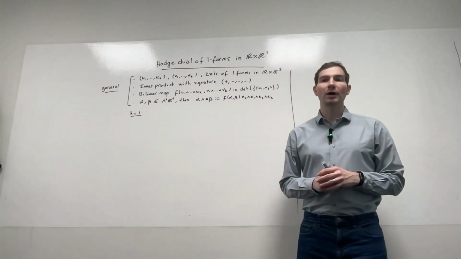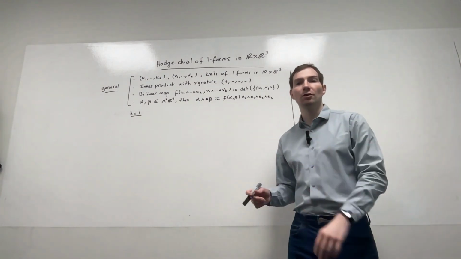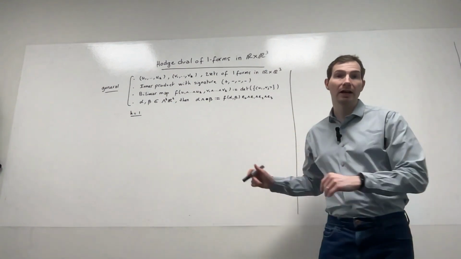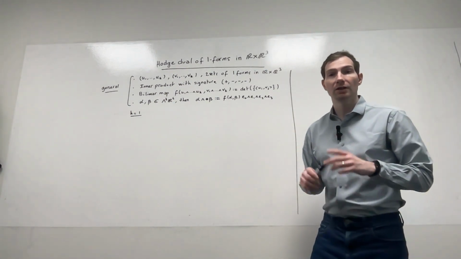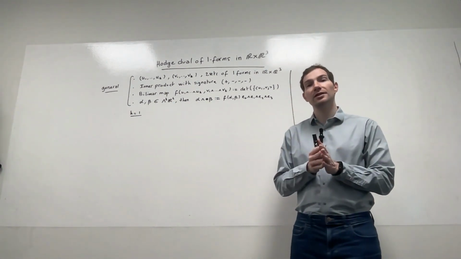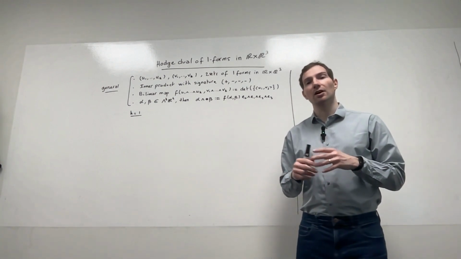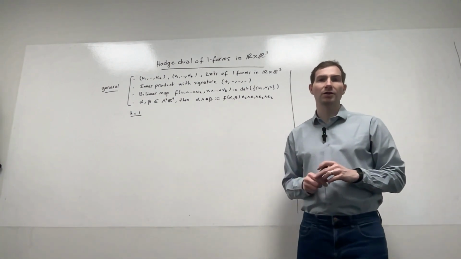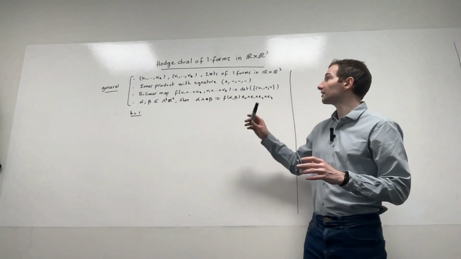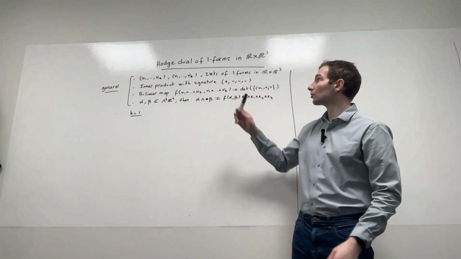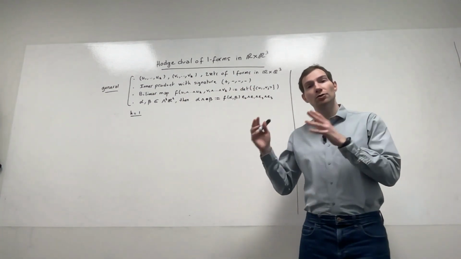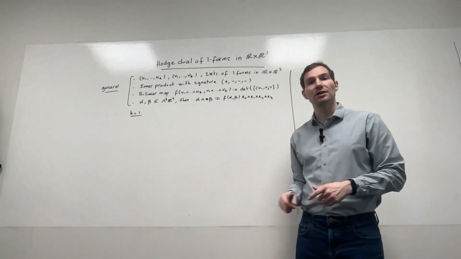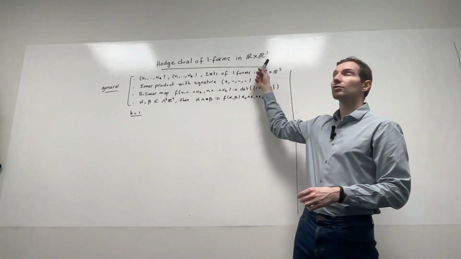Right, so welcome everyone, and welcome to this new video where we discuss mathematics and physics on the board. Today what we are going to do is basically start a series of two or three videos where we discuss and derive in fact the Hodge dual of one forms, two forms and then three forms in R cross R3.